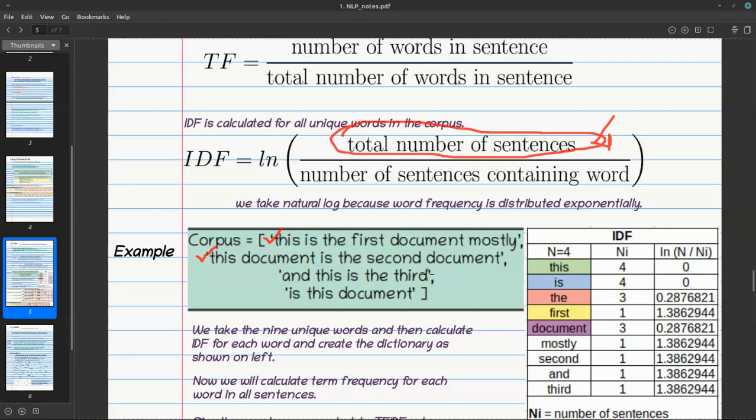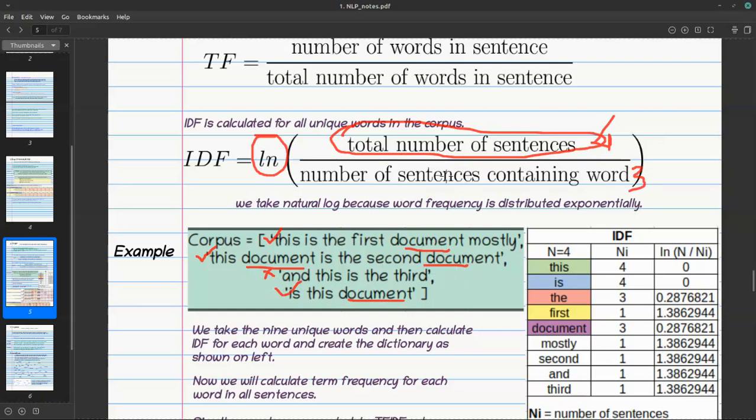In the third sentence, do we have document? No. Fourth, yes. So we have document in three sentences out of four. So four divided by three. ln of four divided by three. So this is nothing but the natural logarithm. Natural log, right?